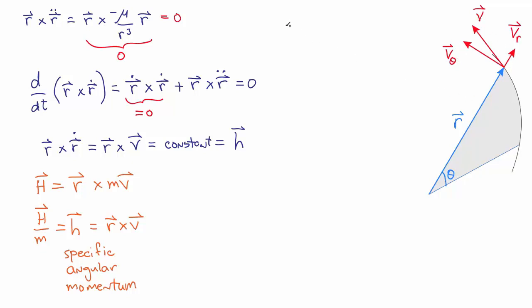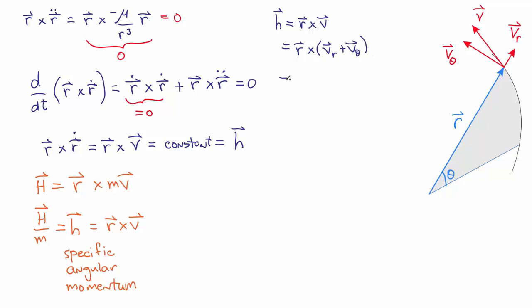So if we consider the specific angular momentum again, which is r cross v, then by this definition, the two components of v, we have r cross the sum of v_r and v theta.